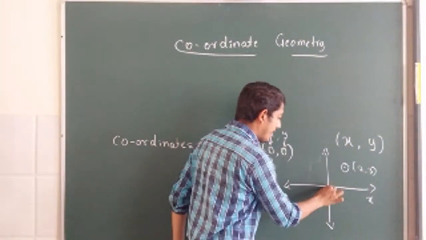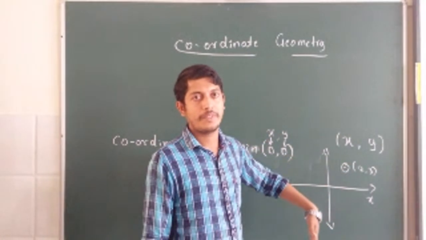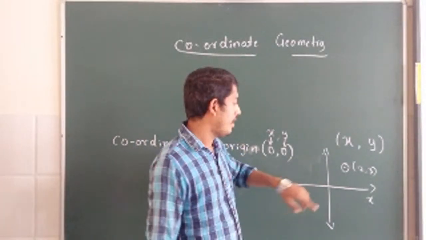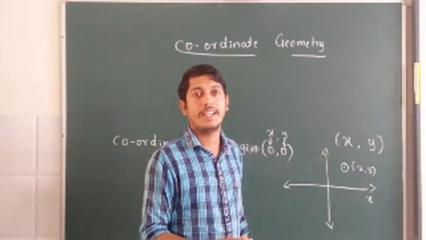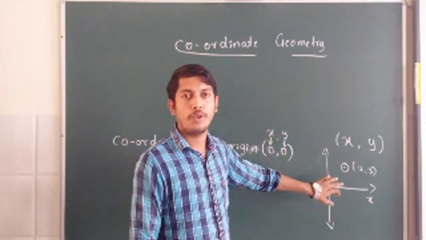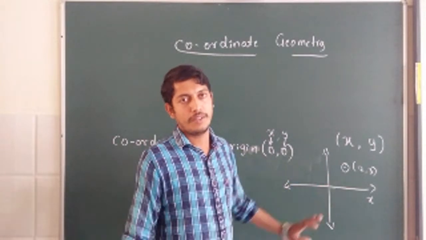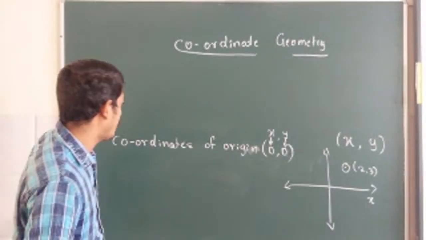The origin is where the x-axis and y-axis intersect. The point at which the x and y axes intersect, we call the origin, and the coordinates of the origin are 0, 0.